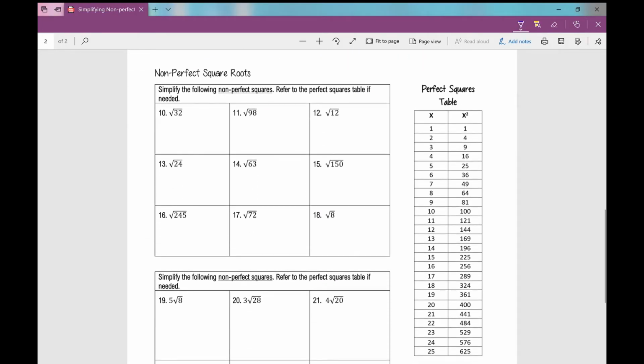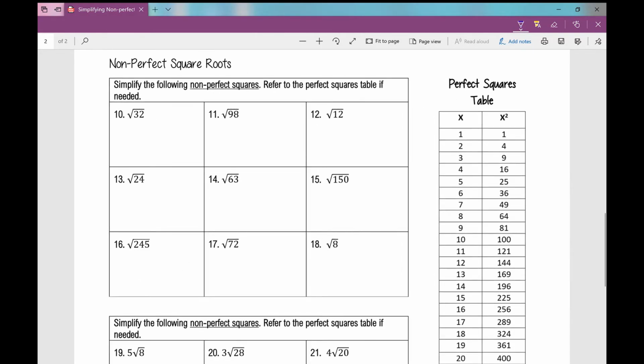So go to the second page, and again I have this perfect squares table because it's a really good table to reference when you're just first learning about simplifying non-perfect squares. So here's the process. I'm taking the square root of 32. This is number 10. I notice that underneath that radical is a non-perfect square. It's not one of these in this column in my table.